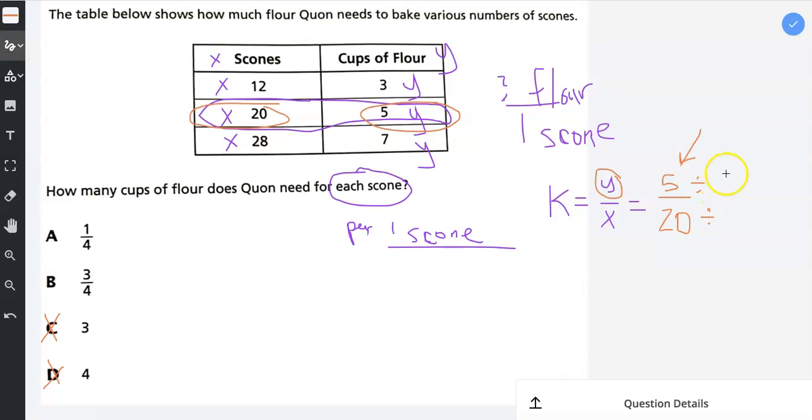I know that I can divide 5 and 20 by 5 because the 5 has a 5 in the ones place, and the 20 has a 0 in the ones place. If you have a 0 or a 5 in the ones place, then a number is divisible by 5. 5 divided by 5 is 1. 20 divided by 5 is 4. So my unit rate is 1/4. So you need 1/4 a cup of flour for every scone. So 1/4 cup of flour per 1 scone. And then I'll also type the answer like the directions say.